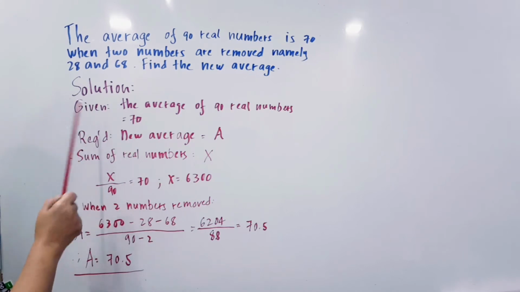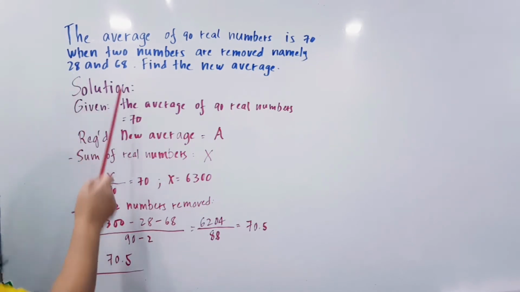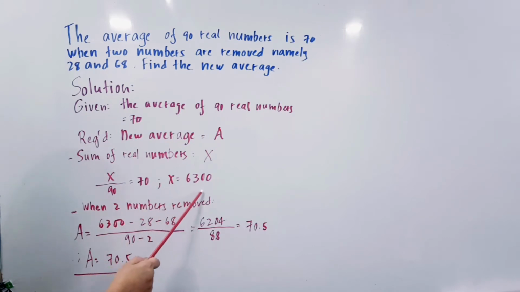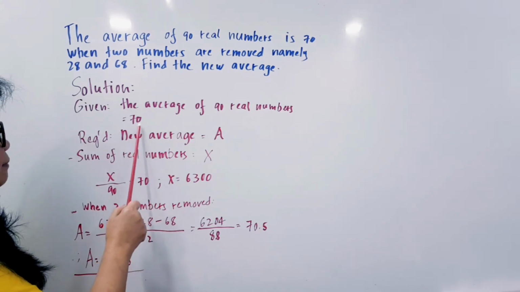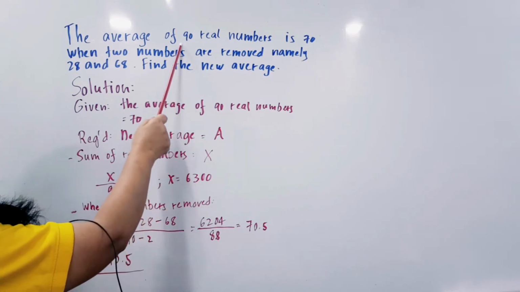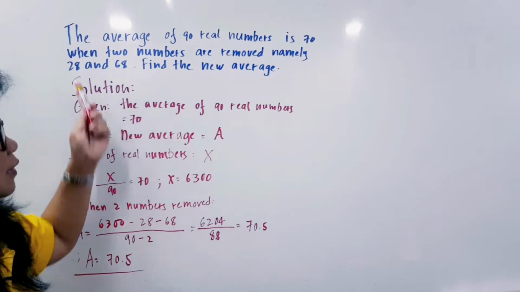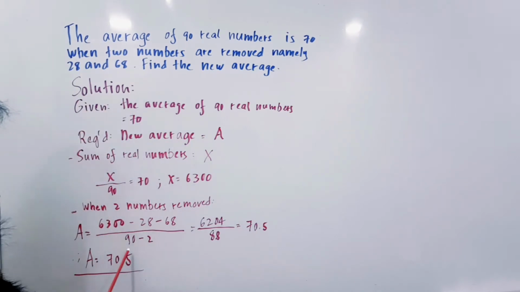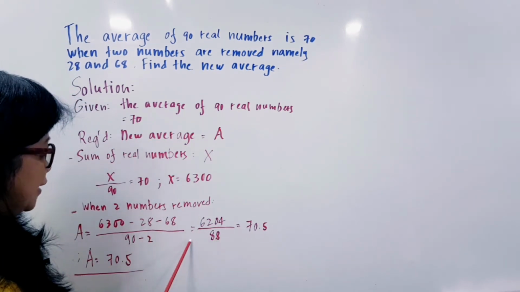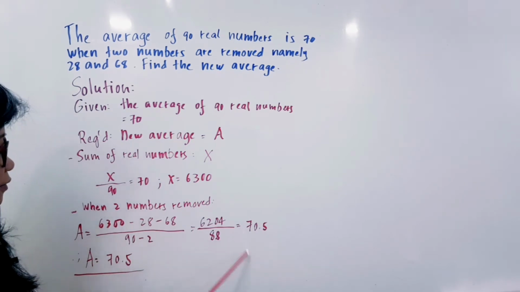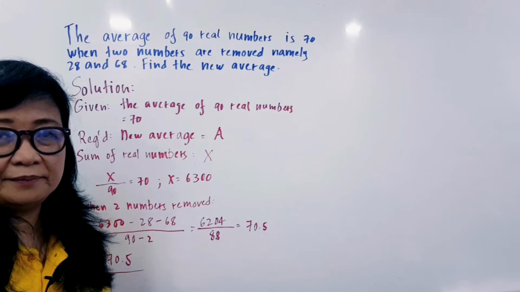Now, when two numbers are removed, 28 and 68, so, yung 6,300 niya, mababawasan ng minus 28, minus 68, divided by, ang numbers rin yan, mababawasan ng dalawa, kasi 90 yan originally, tapos nabawasan ng dalawang numbers, so it will become 88. So, 90 minus 2 will become 88. So, 6,300 minus 28 minus 68 is equal to 6,204 divided by 88. Now, the new average is 70.5.